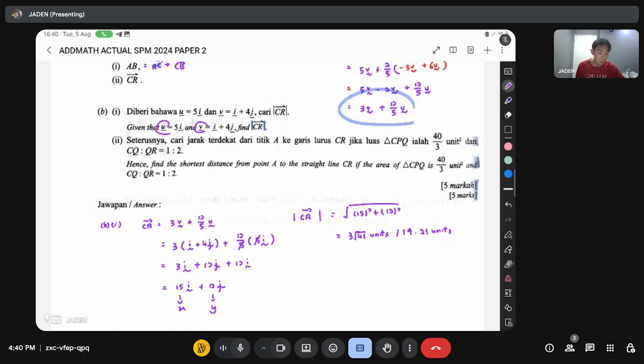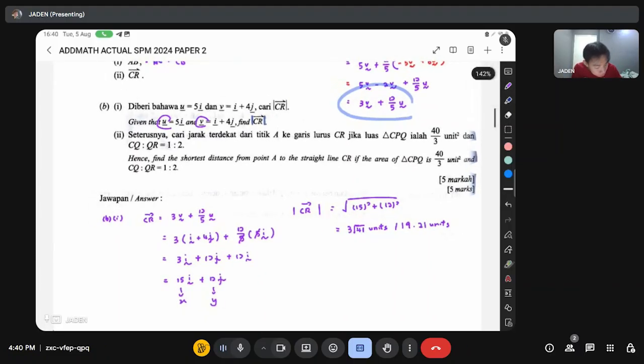Now I'm going to explain in depth for B2, because I think this is where most students get stuck. They wouldn't know what is shortest distance, and if they are given area, how do we do that, especially when they only give us a ratio. For B2: hence, find the shortest distance from point A to the straight line CR if the area CPQ is 40 over 3 units squared and CQ to QR is 1:2.